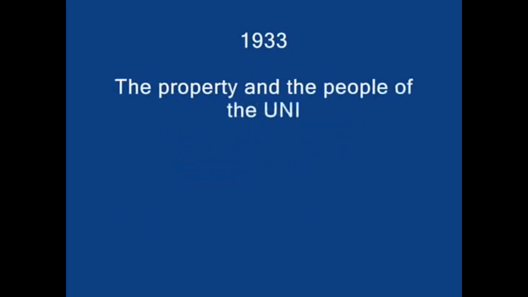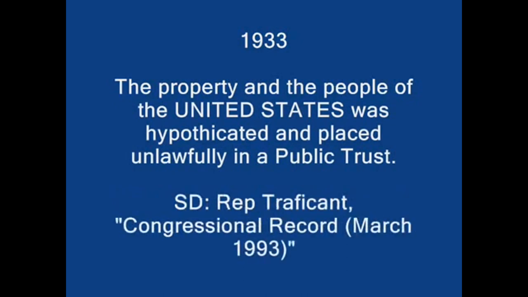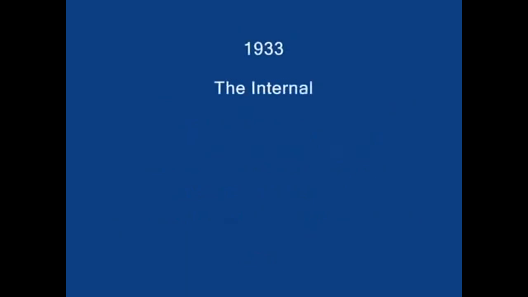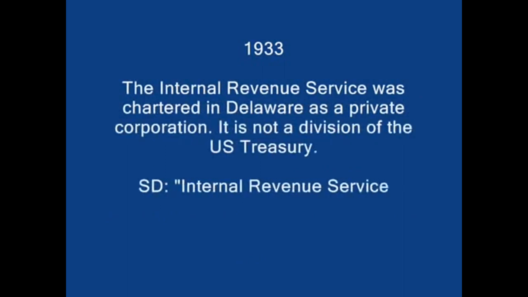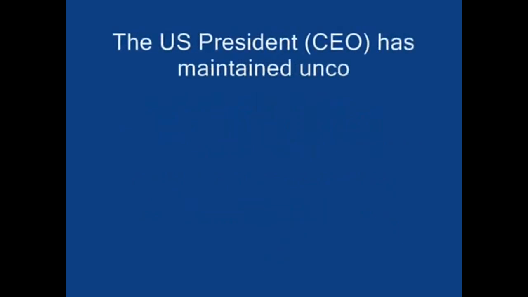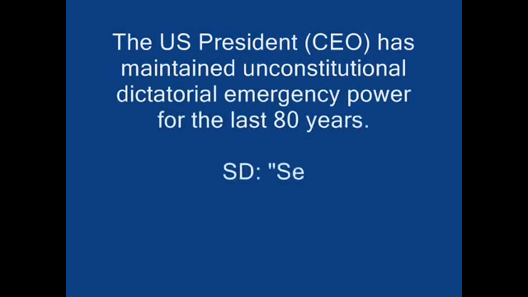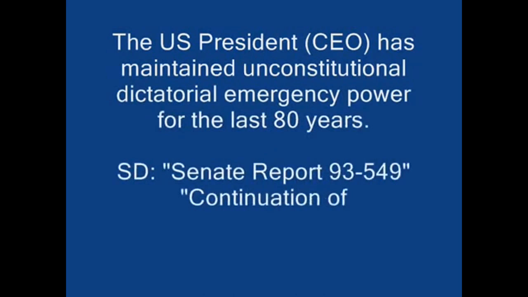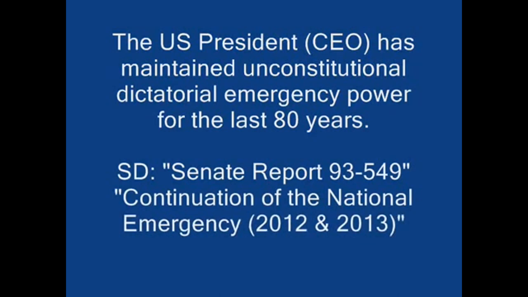The property and the people of the United States was hypothecated and placed unlawfully in a public trust. Source document, Representative Traficant, Congressional Record, March 1993. The Internal Revenue Service was chartered in Delaware as a private corporation. It is not a division of the U.S. Treasury. Source document, Internal Revenue Service Corporate Charter, 1933. The U.S. President, CEO, has maintained unconstitutional dictatorial emergency power for the last 80 years. Source documents, Senate Report 93549, 1973, and Continuation of the National Emergency, 2012-2013.